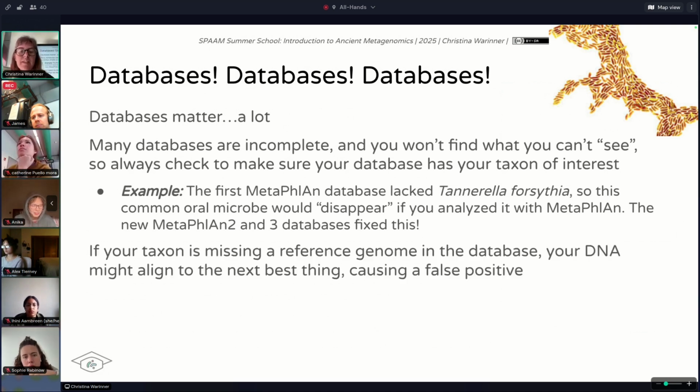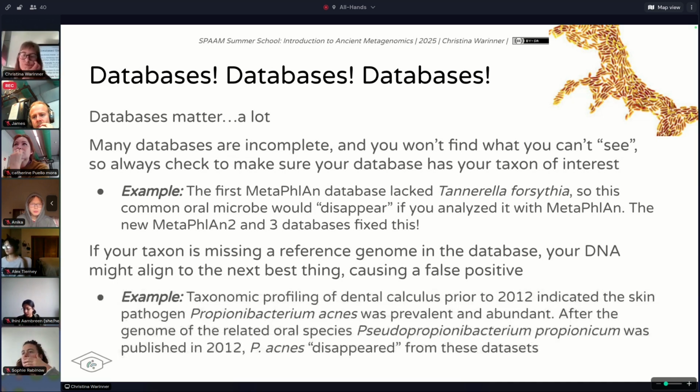So if your taxon is missing a reference genome in the database, your DNA might not just disappear, but it could align to the next best or the next closest thing, and this is what causes those false positives. This can be especially problematic because many pathogens have closely related environmental relatives, and if those relatives are not in the database, their DNA can mismap to your pathogen, falsely looking like it's full of pathogenic reads when it's actually full of a harmless relative.